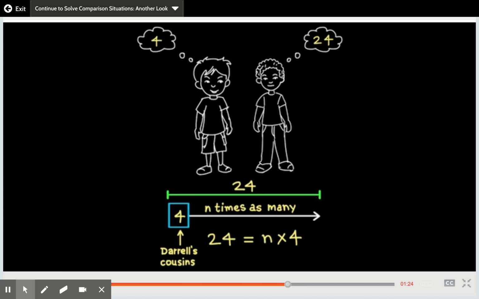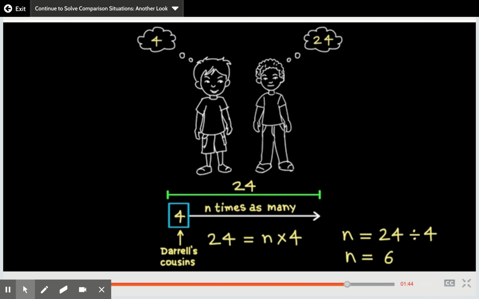We can write and solve a related division equation to solve this. N equals 24 divided by 4. Then N equals 6. Robert has 6 times as many cousins as Daryl.